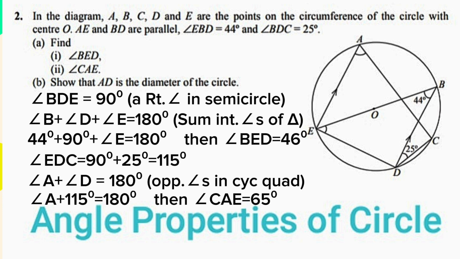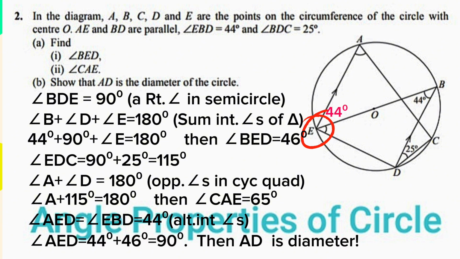We have parallel lines AE and BD. So you have alternate interior angles the same: 44 degrees at B and also 44 degrees at E. Then we can find the whole angle E, which is 44 degrees plus 46 degrees. Angle AED equals 90 degrees. This is the proof that AD is the diameter.